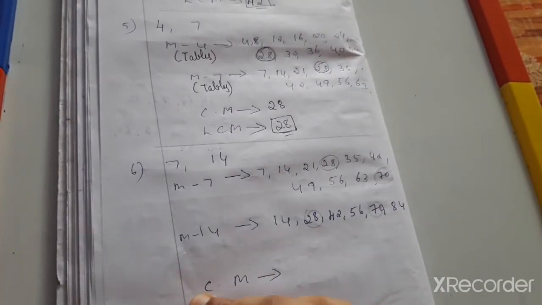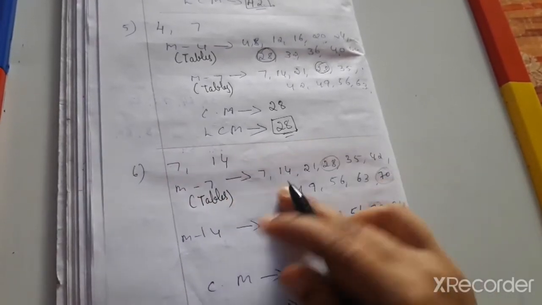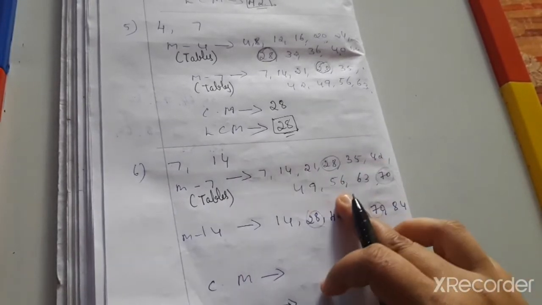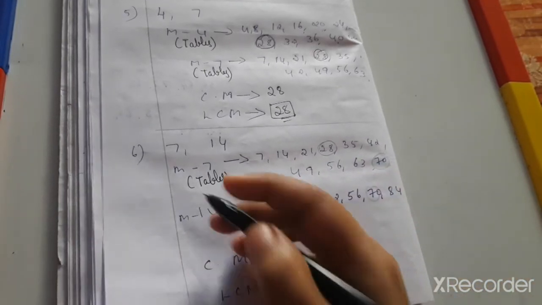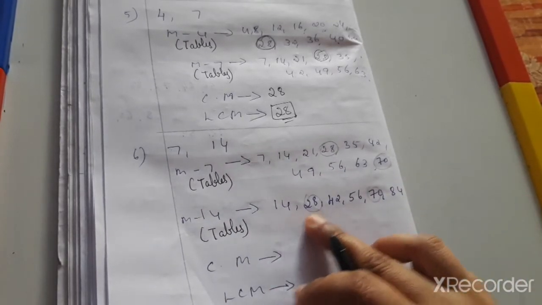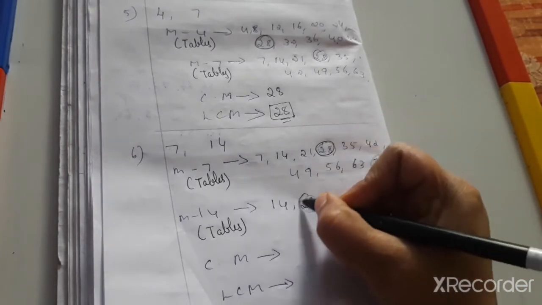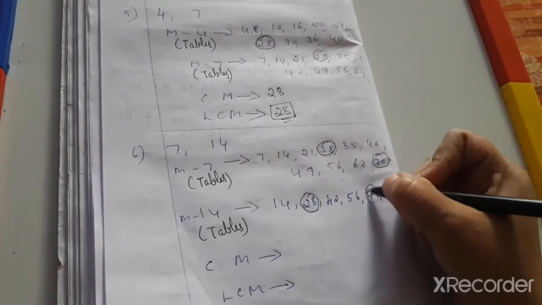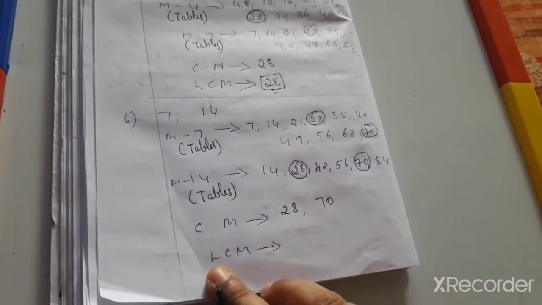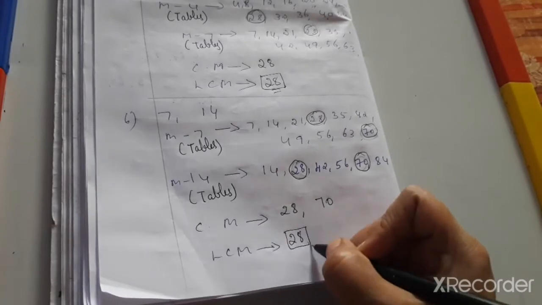Next, 7 and 14. We have to write the multiples of 7, meaning the tables of 7: 7, 14, 21, 28, 35, 42, 49, 56, 63, 70. And tables of 14: 14, 28, 42, 56, 70, 84. Which are common here? 28 is common, then 70 is common. So the common multiples are 28 and 70. Then we write the least common multiple, which is the smallest: 28.